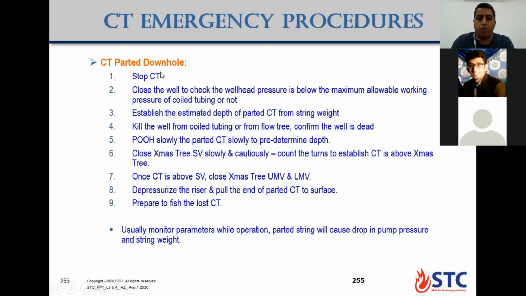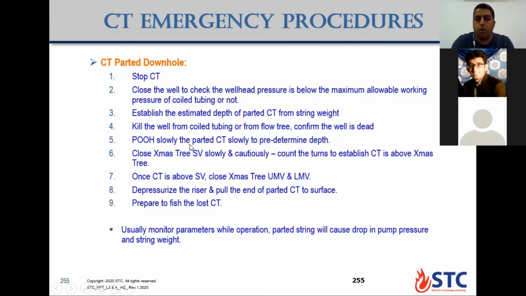So first option, stop the coil tubing movement. You will close the well to check whether the wellhead pressure is below the maximum allowable working pressure for the coil tubing or not. You will see the buildup at the surface because now the check valve is out from the string or dropped inside the well. Establish the estimated depth of the parted coil tubing from the string weight calculation. Kill the well from the coil tubing or from the flow line. Confirm the well is dead.